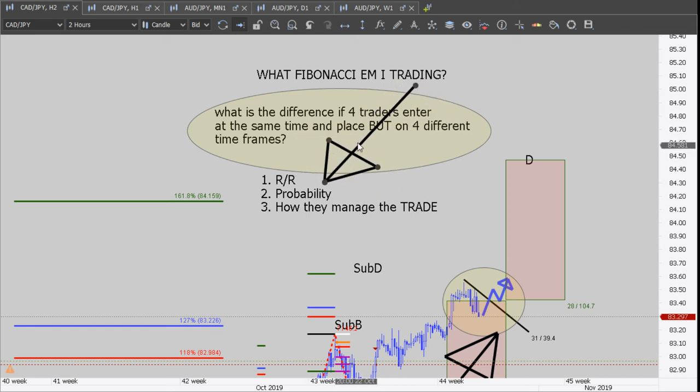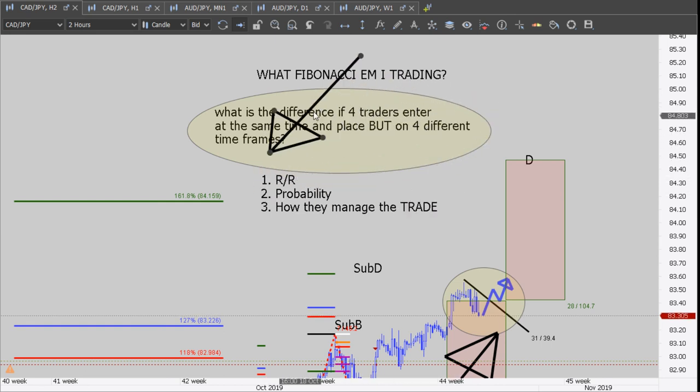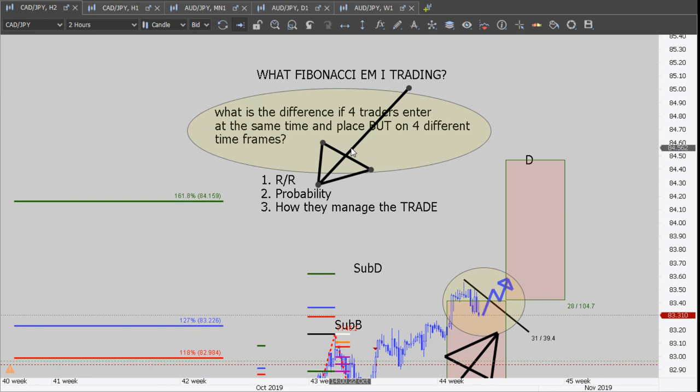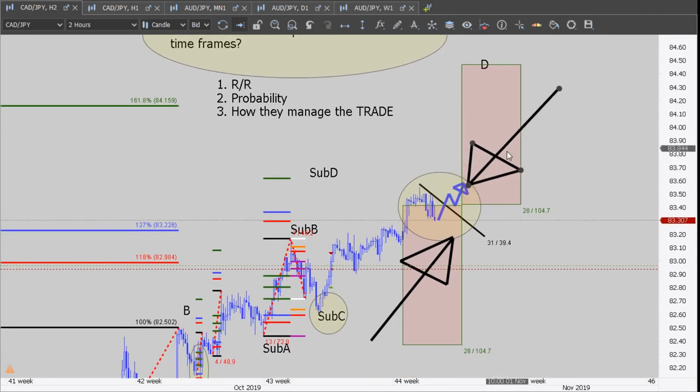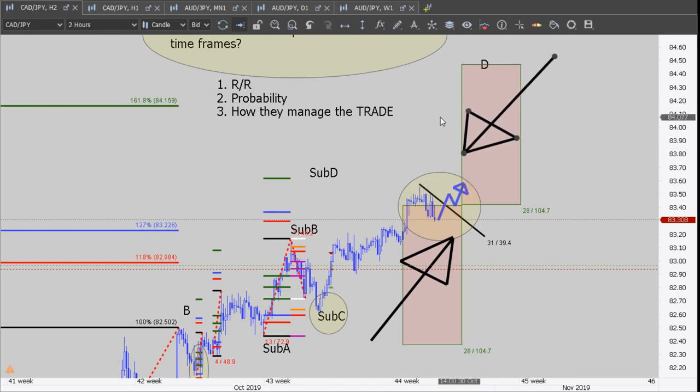This is what differentiates the masses of traders who lose money in the markets from a professional trader. Professional traders use this way of thinking before entering a trade on the same currency pair. What is the risk reward from the 2-hour standpoint, daily standpoint, monthly, weekly? What is the probability and how are we going to manage the trade? Because you can enter from the 2-hour standpoint with one probability and you need to manage the trade accordingly. What if you enter shorting the market tomorrow from the daily chart?